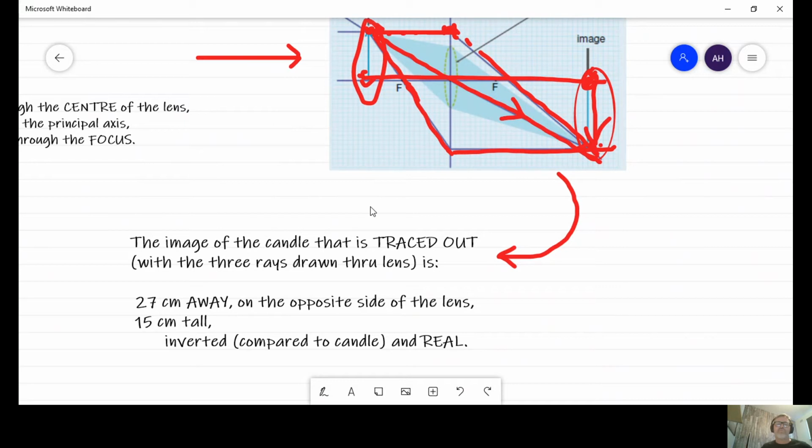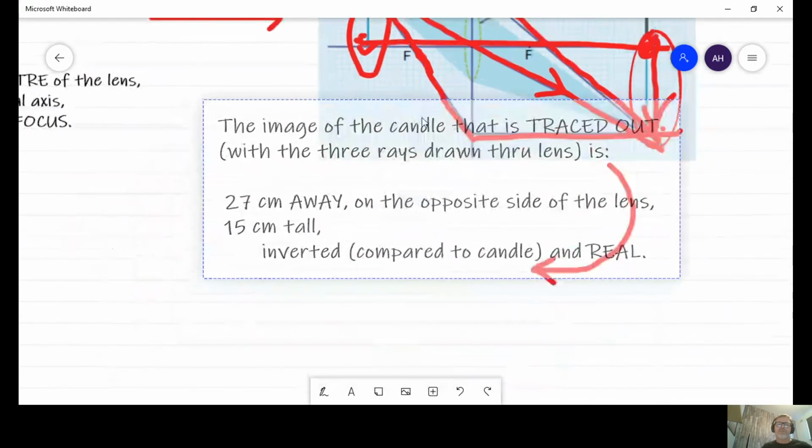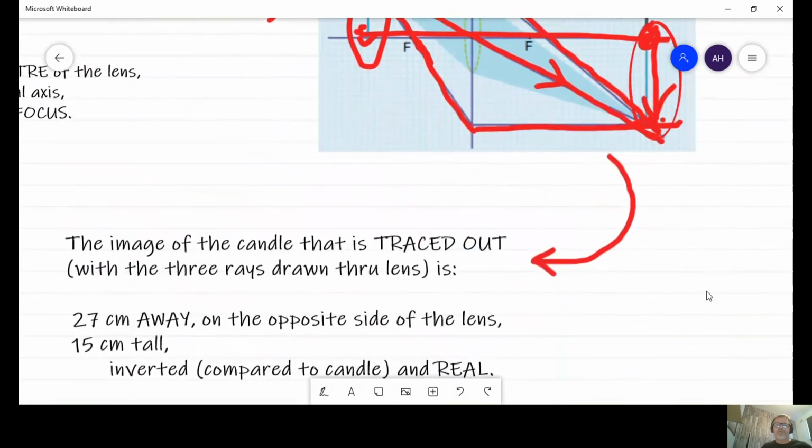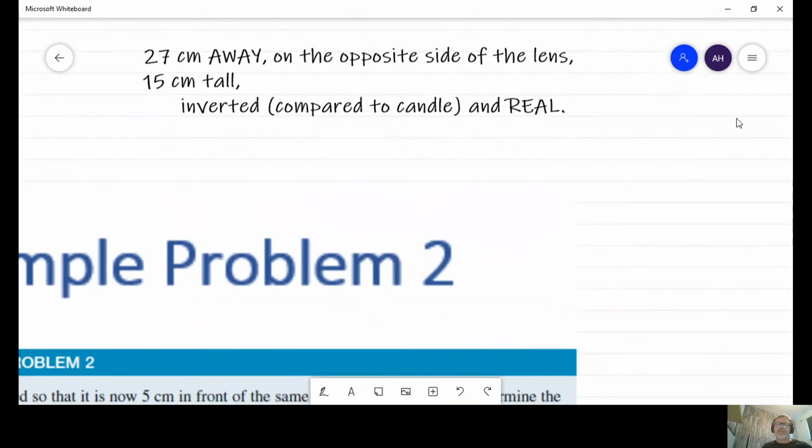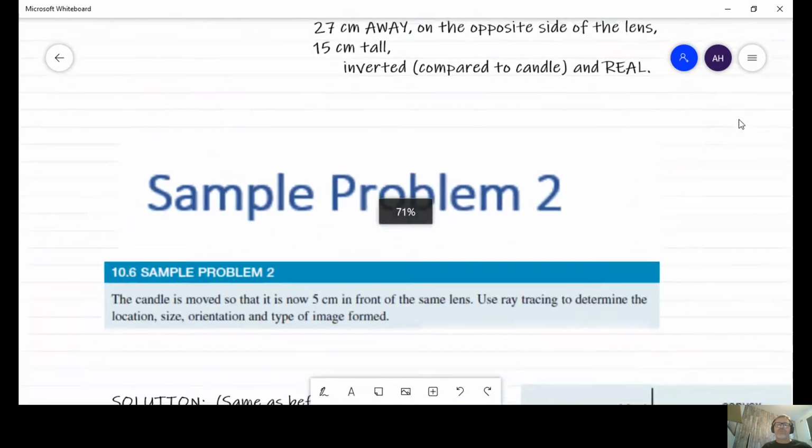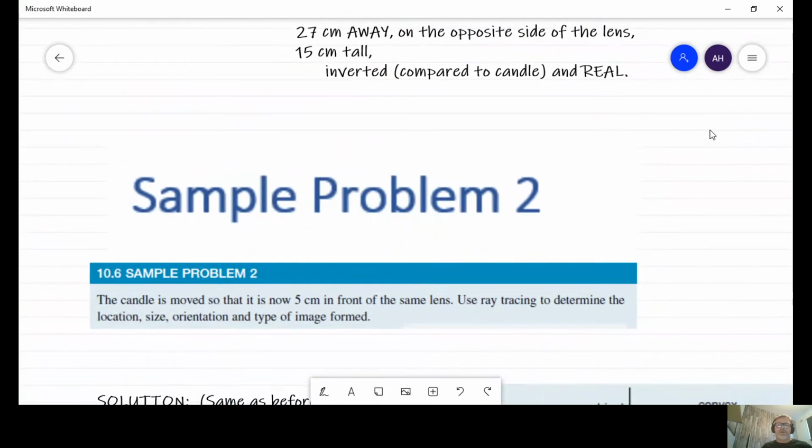Okay, want to try one more? Of course you do. All right, let's have a look. Sample problem number 2. The candle gets moved, same candle, but it's actually 5 centimeters in front of the same lens. Now use ray tracing to determine the location, size, and other details about the image.